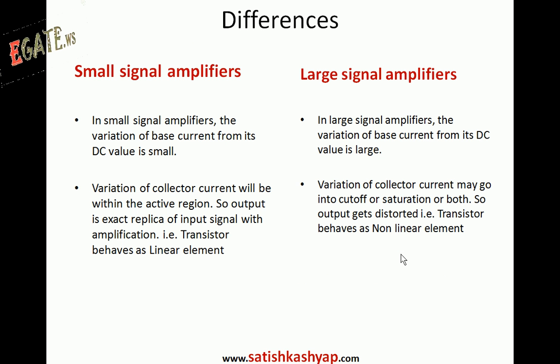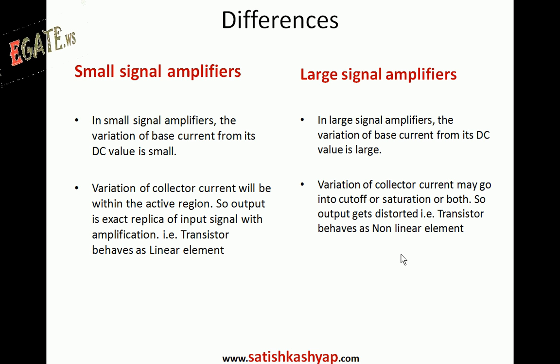In small signal amplifiers, the variation of base current from its DC value is small, and because the variation is small, even though it gets amplified and appears at the collector current, it will always be in the active region. It never goes into saturation or cutoff region. So the transistor collector current will always be in the active region, and it maintains linearity, that is IC is always proportional to IB. That's why the transistor acts as a linear element in small signal amplifiers.